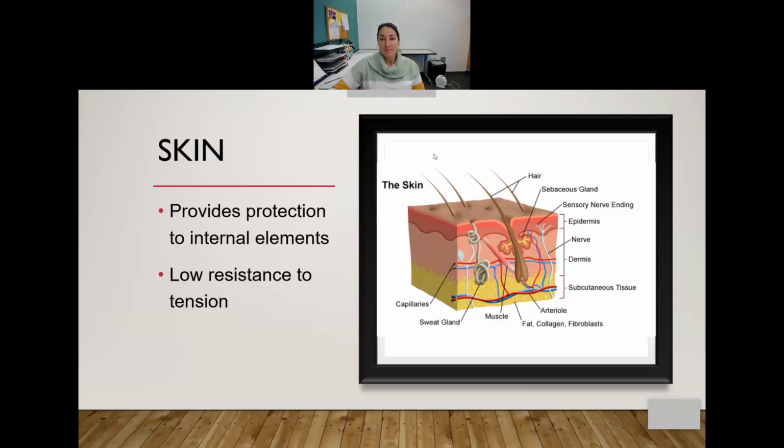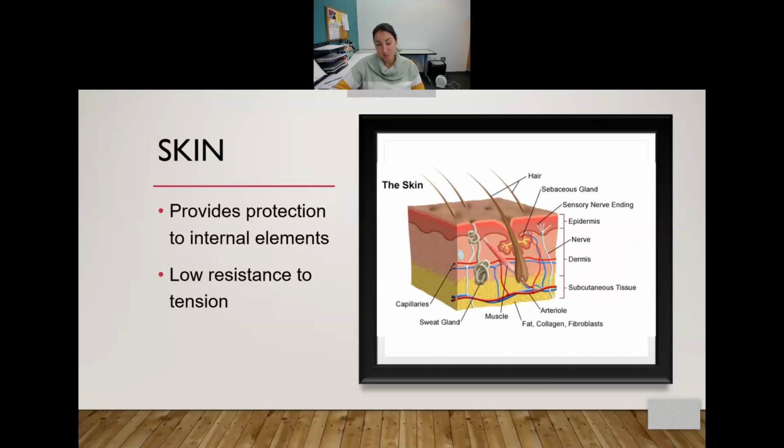Skin. It provides protection to internal elements, and it has a low resistance to tension. I know I don't have a lot of bullet points on here, but skin is amazing. If you've ever really thought about the fact that it is waterproof and it can move however we want to move and keep water out, but also allow moisture in and allow some things to pass while keeping others out, and it can be torn and repair itself. It's pretty amazing if you think about it.